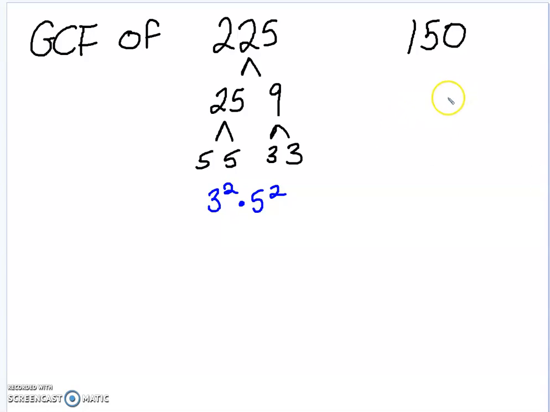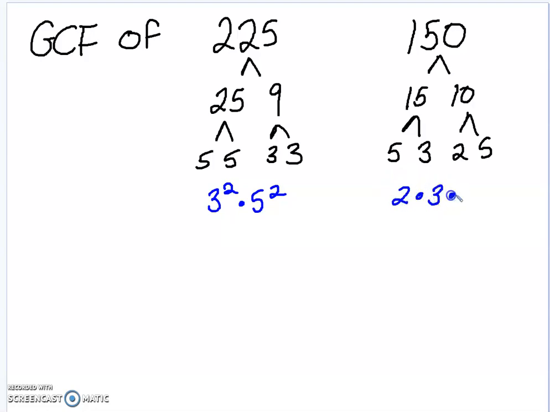And then 150, we can break that one down into 15 times 10. And 15 is just 5 times 3, and 10 is just 2 times 5. So we can write that one out as 2 times 3 times 5 squared.